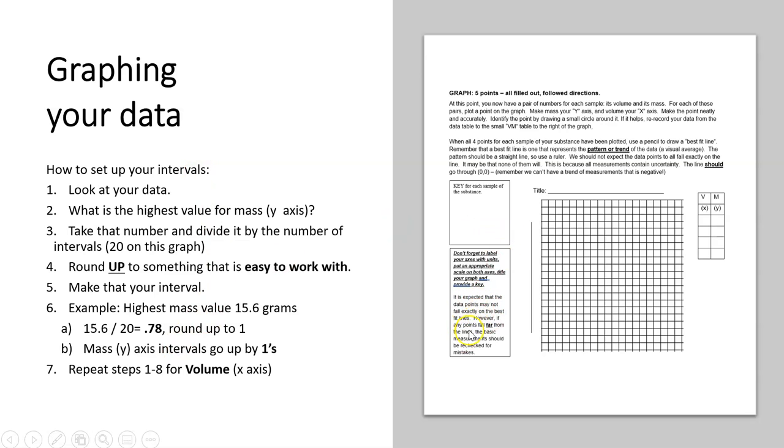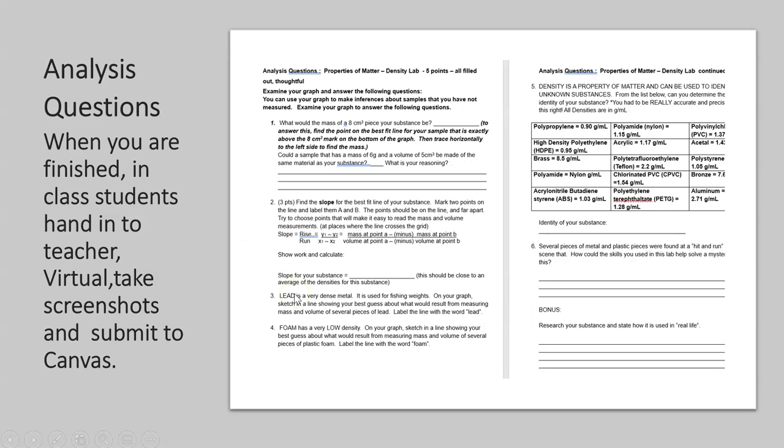It's expected that the data points may not fall exactly on the best fit lines, but if any points fall far from the lines, the basic measurements should be rechecked for mistakes. Okay, so that means if we've got some wackadoodle outliers, we probably want to remeasure. All right, moving on, we got our analysis questions.